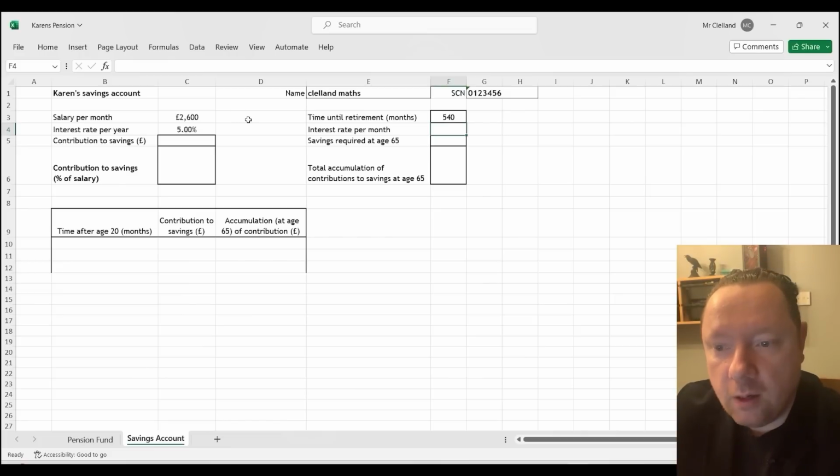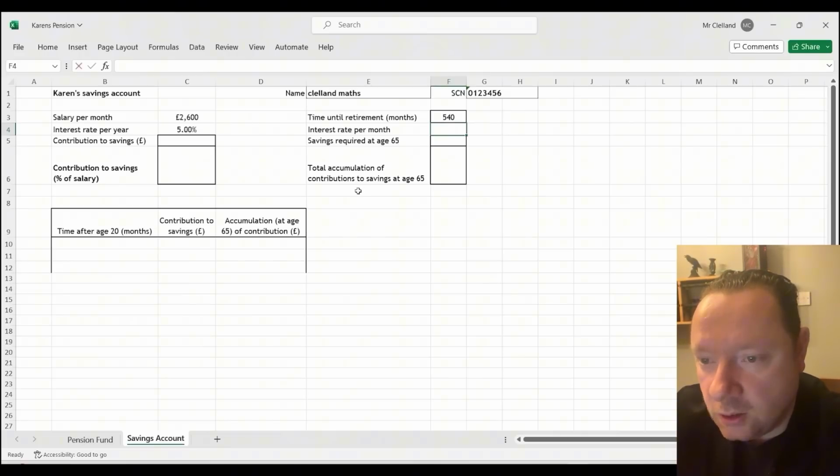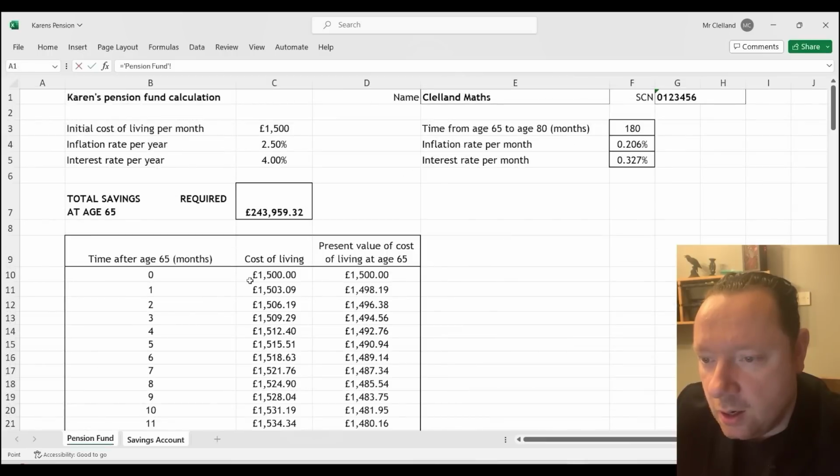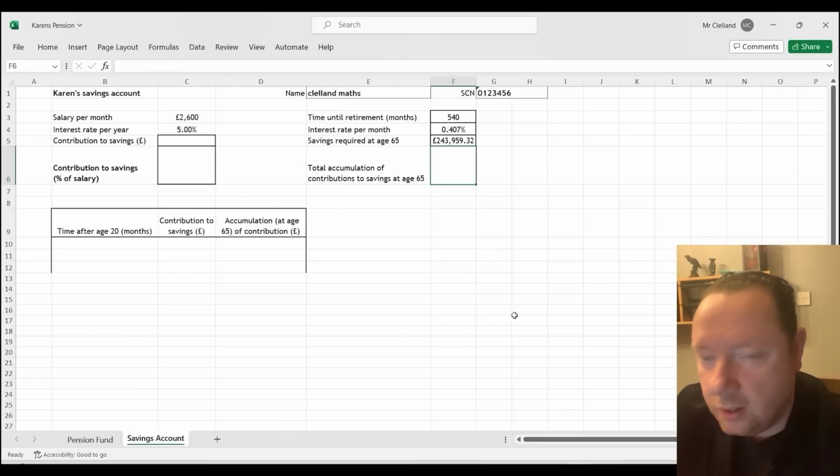Interest rate per month, well, that equals the interest rate per year. So $C$4. And remember, it's 1 plus that. 1 plus $C$4 to the power of 1 over 12 minus 1. And we get an answer of 0.47%. Savings required at age 65, well, we know what that already equals. We can either type it in or just go back to here and press that and press equals, and it will automatically copy it over for us.